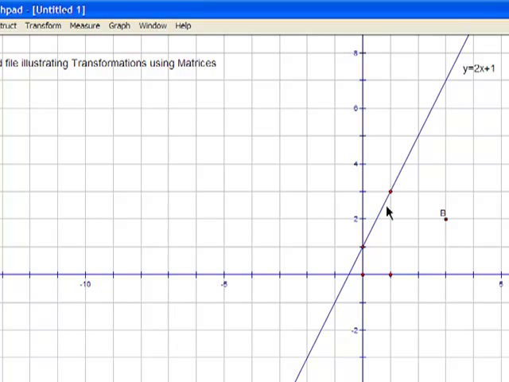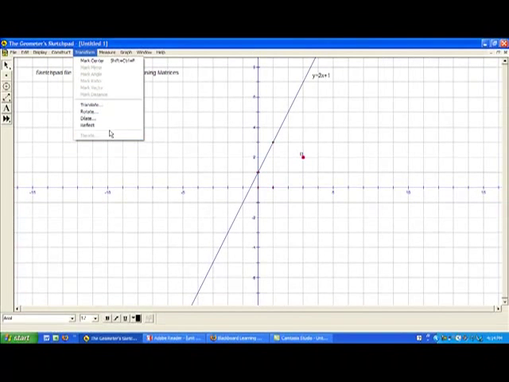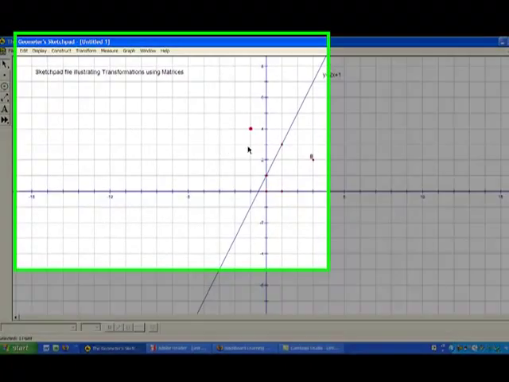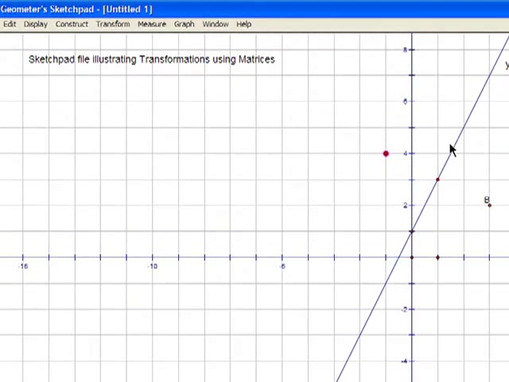First of all, I'll do that using Sketchpad the easy way. You just double click on the line and that marks it. Click on point B and then go to Transform, Reflect, and that's the easy way using technology. Point B reflects over the line y = 2x + 1 to be the point (-1, 4). Now we're going to look at how to do it using matrices.